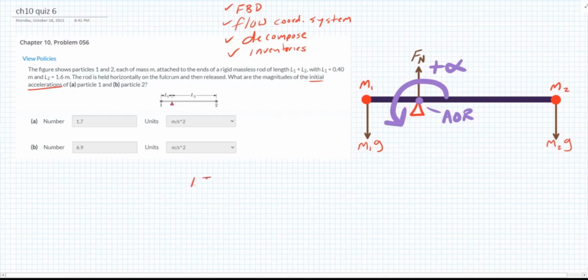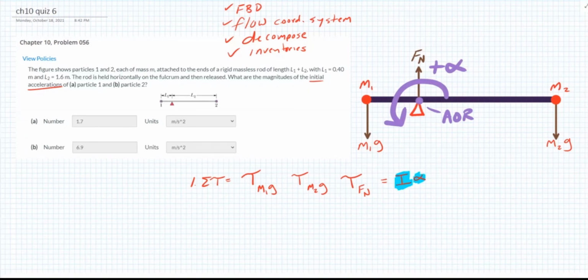Number 1, sum of all the torques. I'll just write it like this. A torque is produced by M1G, and then I have another torque that's produced by M2G. And then you could argue I have a third torque produced by Fn. Whatever those torques add up to, it's going to equal mass times acceleration. And instead of mass times acceleration, I'm saying I for rotational mass and alpha for angular acceleration.